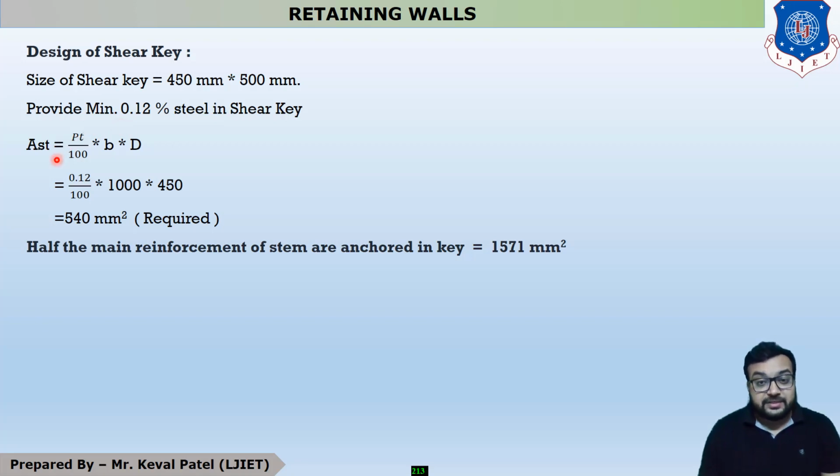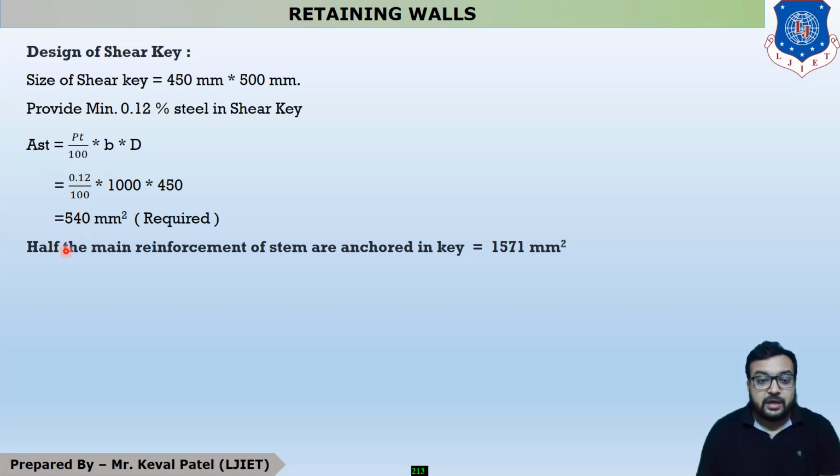Now, our Ast required is p t b D upon 100, in which what is the value of capital D? In the minimum reinforcement we have to provide for the total gross sectional area. So our value of capital D is 450, because our force is acting like this. This dimension is 450, so this is the value of our capital D. So our Ast required is 540 mm square.